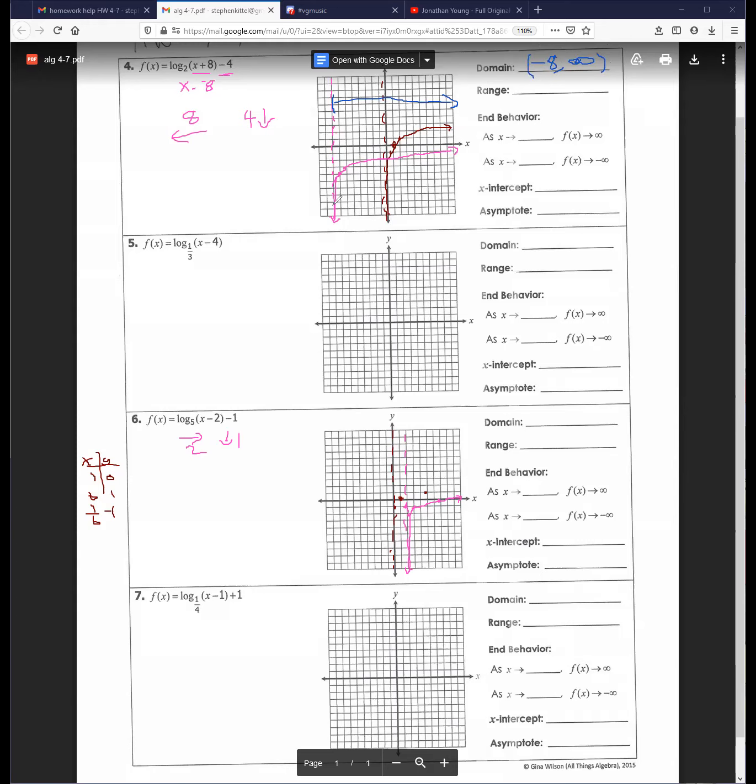Range. Well, we go all the way down, very obviously, and we will in fact go all the way up. It just takes a really, really long time to get there. So the range is always going to be all real numbers. So -infinity to infinity, or do the fancy R thing.